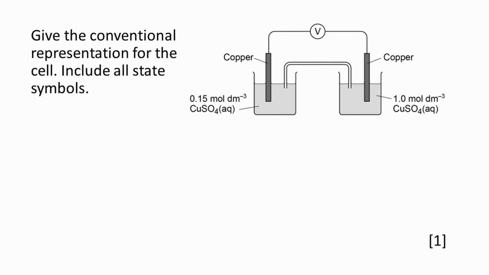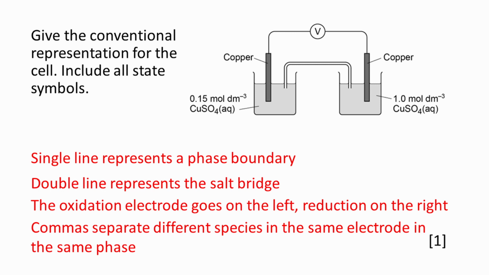Next, give the conventional representation for the cell. Include all state symbols. In standard cell notation, a single line represents a phase boundary. That would be a boundary between a solid and a gas or a solid and a liquid, etc. A double line represents the salt bridge.